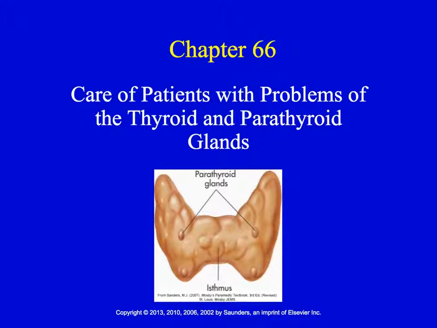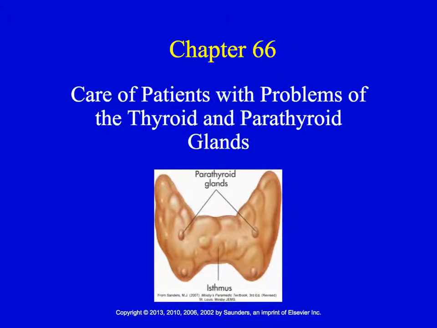So the parathyroid gland's main purpose is to regulate calcium and phosphorus metabolism. What it does is it increases bone resorption, so it works in opposition of the calcitonin. So it's important to understand that these two, the thyroid and the parathyroid, have an important role in the regulation of calcium levels in the body.